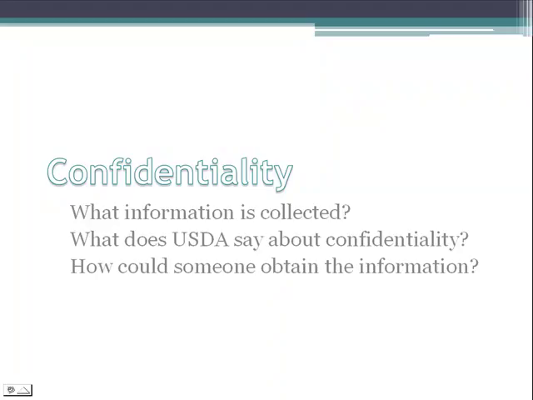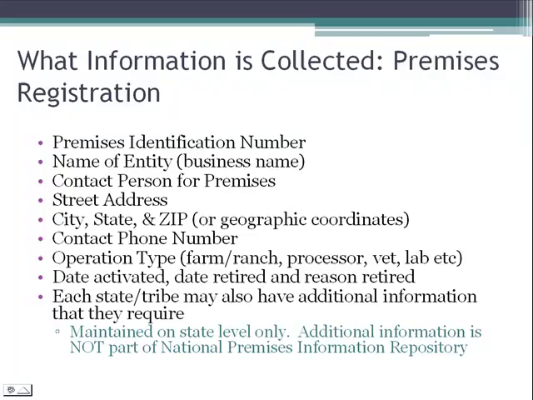Now we're going to sort of skim through these next couple slides because I'm sure you guys know it better than I do. This information was taken from the USDA website, and it's information that's collected for premises registration. It includes the premises ID number that's given to the premises, the name, contact, street address, zip, phone number, operation type, date activated, retired, reason retired, all that sort of stuff. And this information goes to the National Premises Information Repository. Each state, if they want to, can also have additional information that they require, but any extra information is not given to this repository.